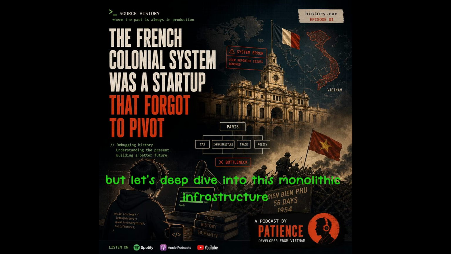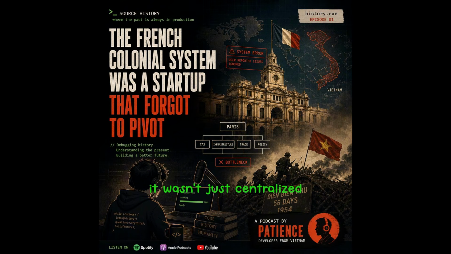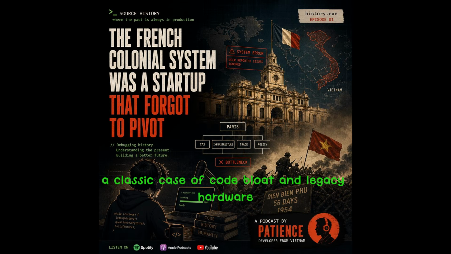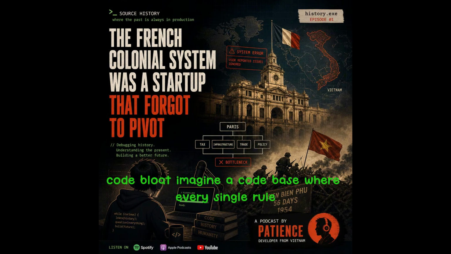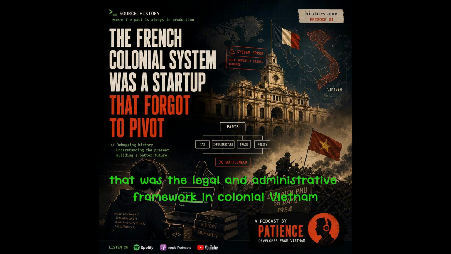But let's deep dive into this monolithic infrastructure. It wasn't just centralized, it was inherently inefficient. A classic case of code bloat and legacy hardware trying to run a modern application. Code bloat. Imagine a code base where every single rule, every tiny regulation, wasn't written locally, but imported directly from a remote server. That was the legal and administrative framework in colonial Vietnam.